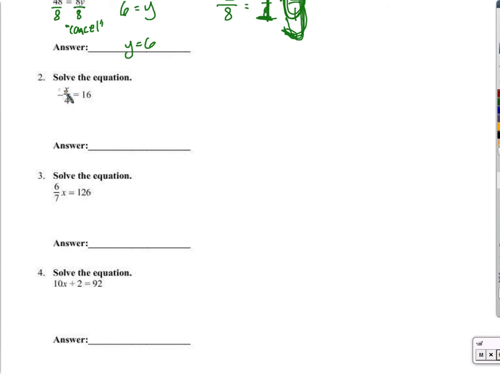Here we have negative x over 4 equals 16. Right, so what I might want to do, just to clear things up real quick, is multiply both sides by negative 1. Negative 1 times a negative thing is positive that thing, right? So x over 4 equals negative 16. Sorry, negative 16. That's better. And now I don't have to worry about the negative.